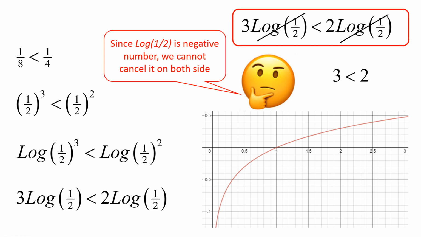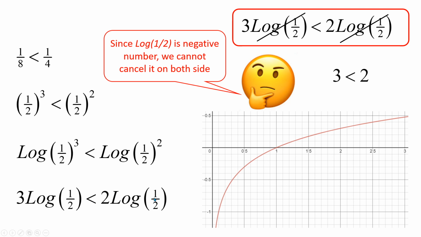Here, whenever you have an inequality and you are cancelling it, make sure the information that gets cancelled is a positive number. So if you see, logarithm of half is actually a negative number here. So whenever you are multiplying or dividing by a negative number in an inequality, we need to flip the sign. So as per that, when you flip the sign, 3 log half less than 2 log half, after the cancellation, it should become 3 is greater than 2.